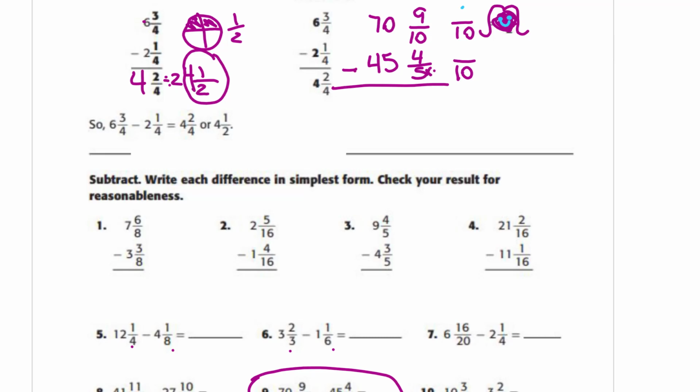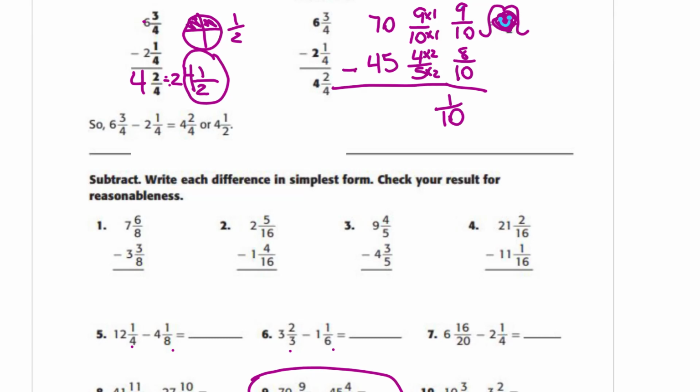Alright, so 5 times what gave me 10? Well, it was 2. What I do to the denominator, I do to the numerator. So 4 times 2 is 8. And then 10 times what gave me 10? Well, that was just 1. So 9 times 1 is 9. Okay? So I'm subtracting. So I'm going to say 9 minus 8 is 1. My denominator never changes in addition and subtraction. So it's 1/10 because we're doing subtraction.